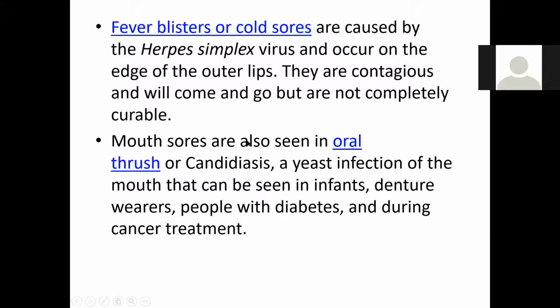Mouth sores are also seen in oral thrush or candidiasis, a yeast infection of the mouth. It can be seen in infants, denture wearers, people with diabetes, and during cancer treatment.